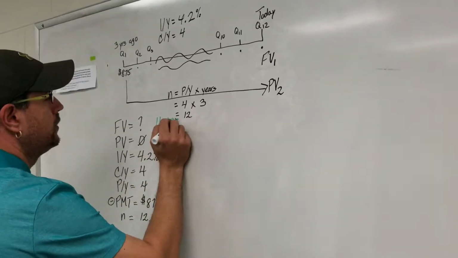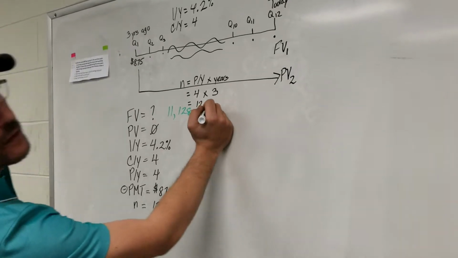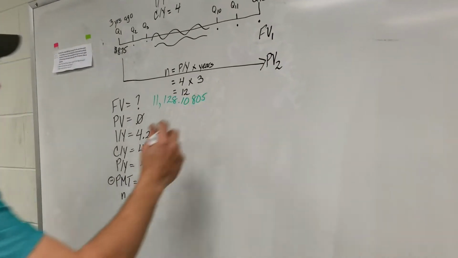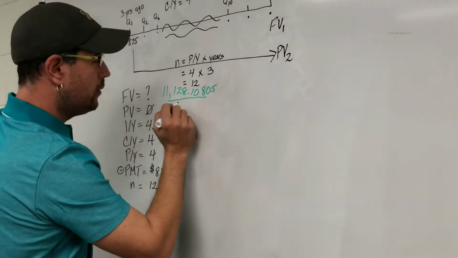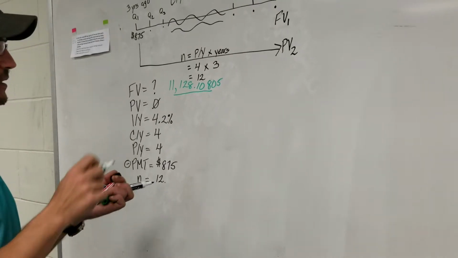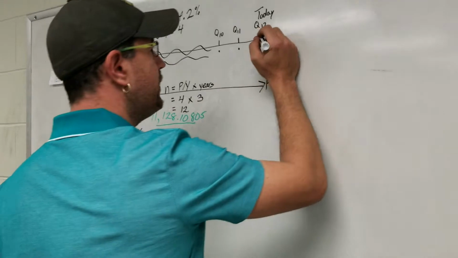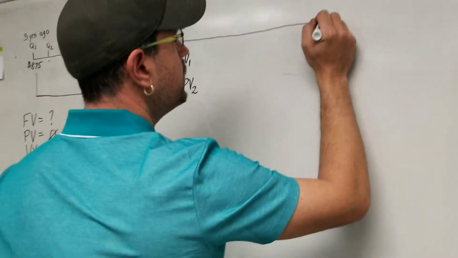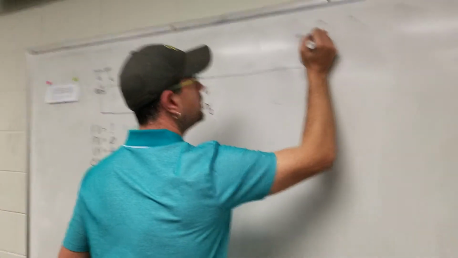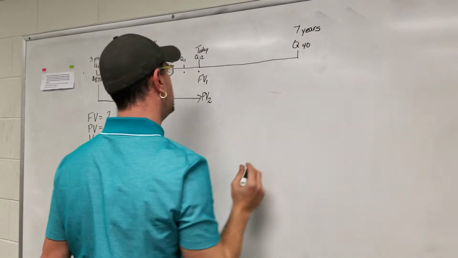$11,128.805. We're not going to round this number because he does not take it out of his account. He just reinvests that amount for the next 7 years to find out the final value. So if we're going to find that, we go 7 years in the future or to Q40.